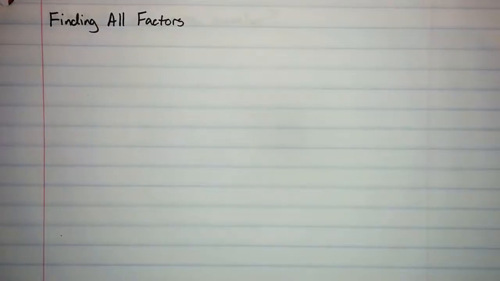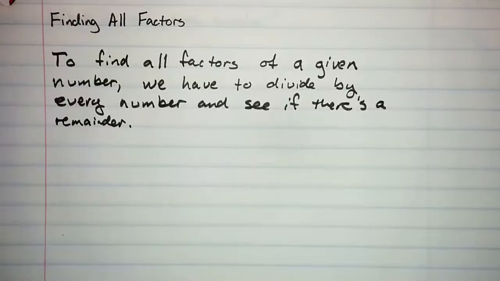Let's suppose for a moment that we wanted to make a list of all of the factors of some number. How could we come up with them, and how could we know that we'd gotten them all once we did? Well, in order to get them all, we have to go through and systematically divide by every number. Well, wait a minute. If we try to divide by every number, we're going to be here for a while because the numbers go on forever. Let's see if we can narrow it down.